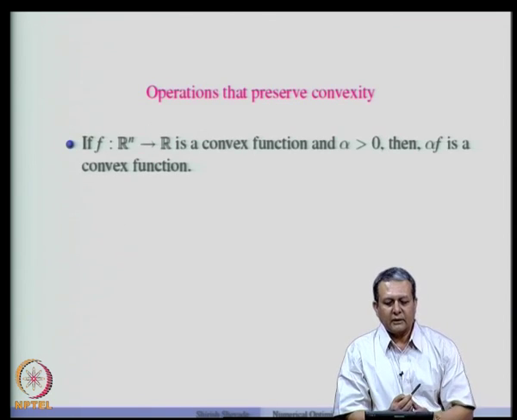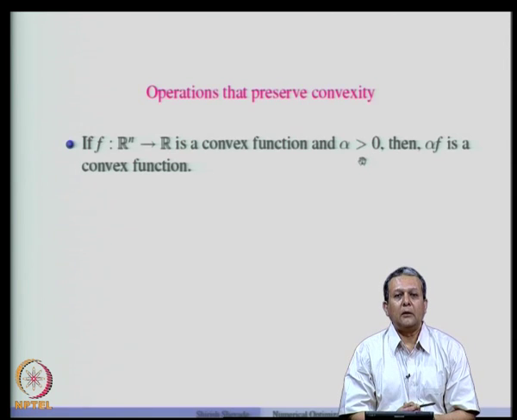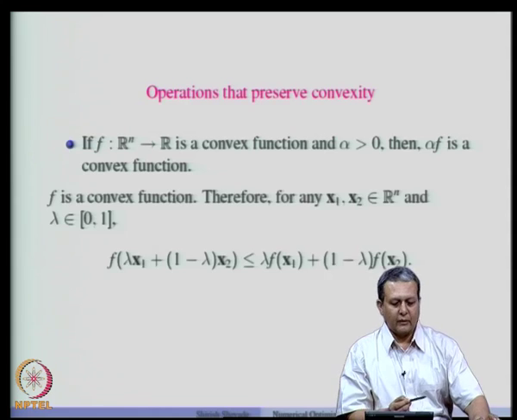Now, we will look at some of the operations that preserve convexity of a function. So, the first property is that if you have a function from Rn to R which is a convex function, and if we take any alpha which is a positive number, then alpha f is a convex function. Most of these properties are easy to derive from first principles.